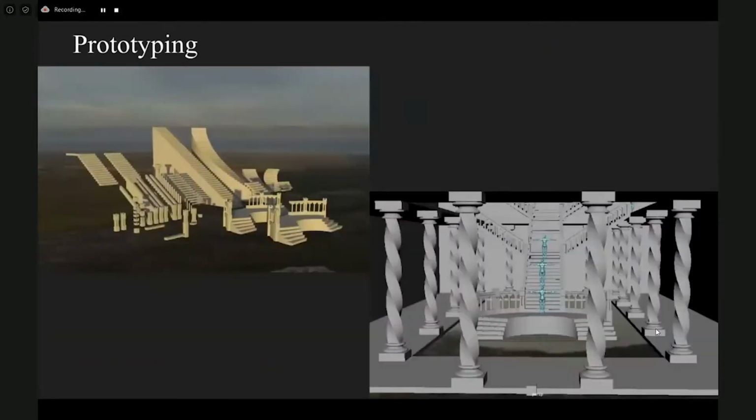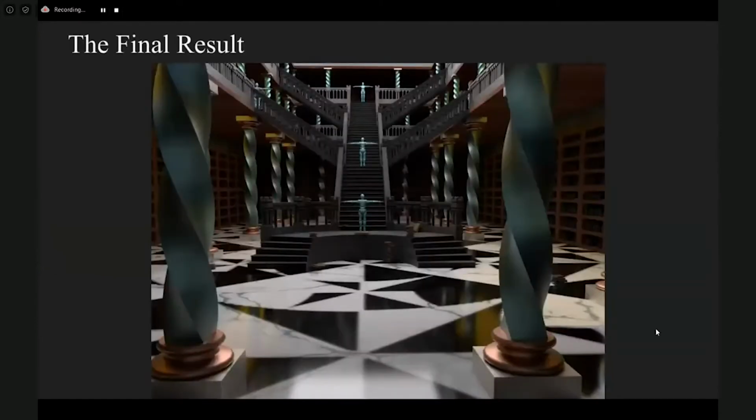Going into more of my asset, this is just a brief scope of the different assets that I had to create and the different prototyping steps that I had to go through to create the final scene. And for the final reveal, these are the final results: a full library asset with different characters.